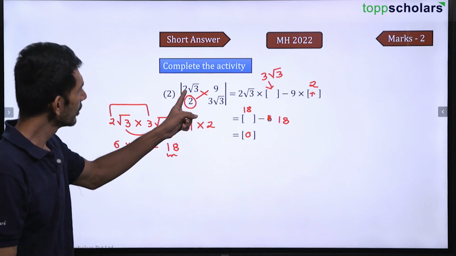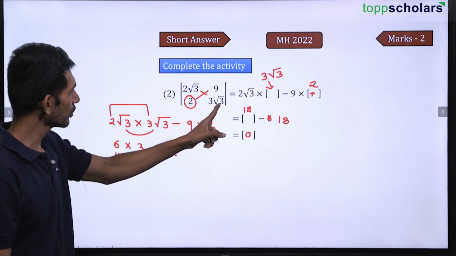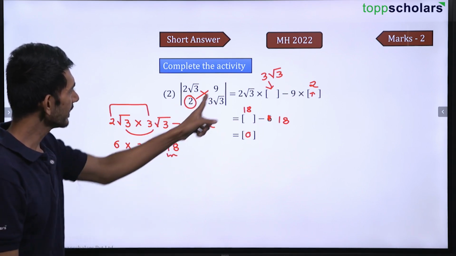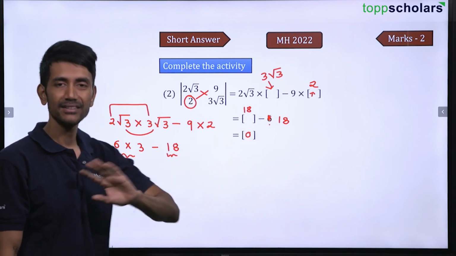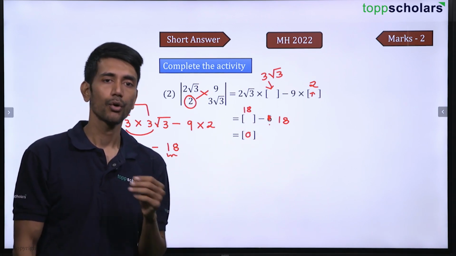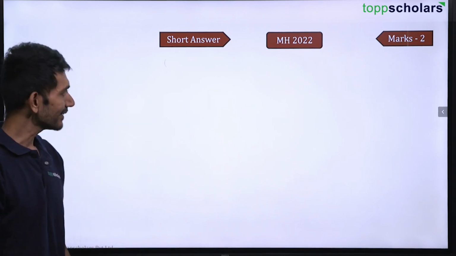Again, 2 root 3 into 3 root 3. 2 3s are 6. Root 3 into root 3 is 3. 6 3s are 18. 9 2s are again 18 here. 18 minus 18 is 0. Simple question. You already know how to find out the determinant. Easy? Okay. So let us have a look at a new question.